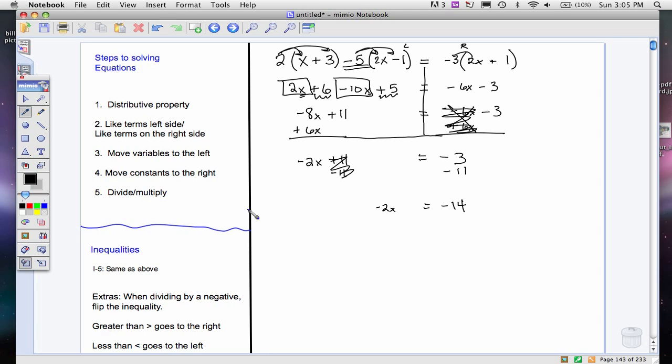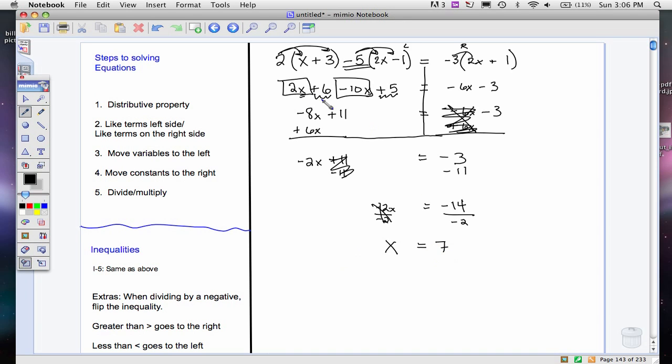Now finally, I either have to divide or multiply. And here's how you know what to do. To undo multiplication, you divide, and to undo division, you multiply. Now the negative 2 and the x are attached by multiplication. So to get rid of that multiplication, I have to divide by a negative 2. You're going to divide by a negative 2 on the other side. Those cancel, and x is equal to negative 14 divided by negative 2, which becomes positive 7.